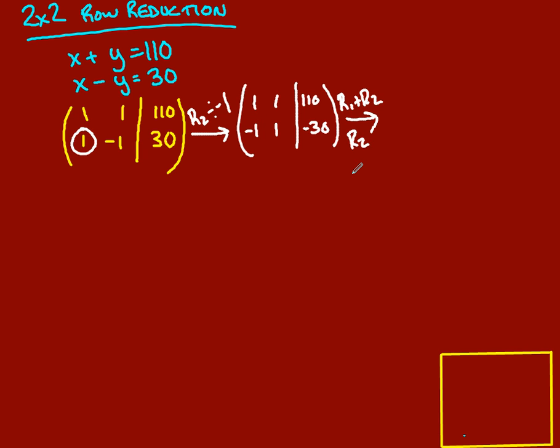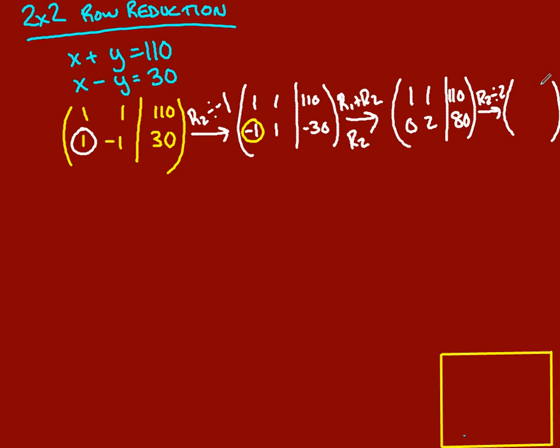If I plug it into row 2, that means this entry will become the 0 that I want it to be. The first row still is the same because I'm not plugging anything into that row. It should be 1, 1, 110. And the second row now will be 1 plus -1 is 0, 1 and 1 is 2, 110 and -30 gives you 80. Okay, after everything below the diagonal is a 0, which it is, I next want to make this entry, the pivot position, into a 1. So to do that, I'm going to take row 2 and divide it by 2. That's the only way I can change a pivot position, turning it from a number into a 1.